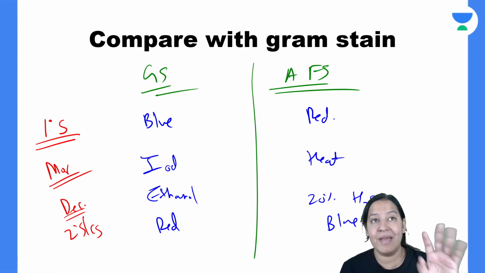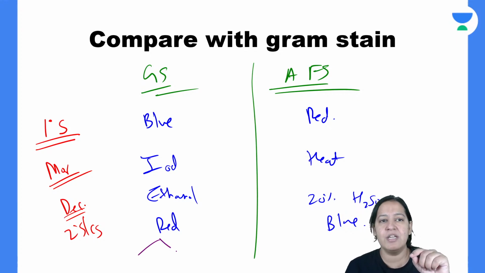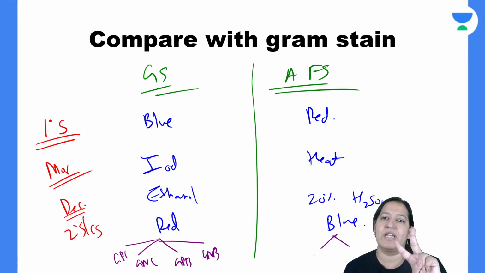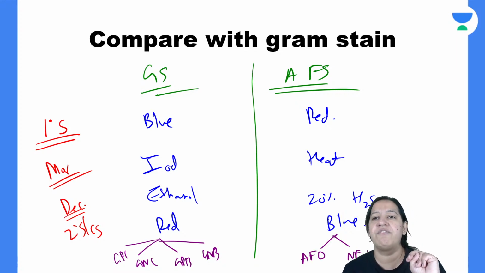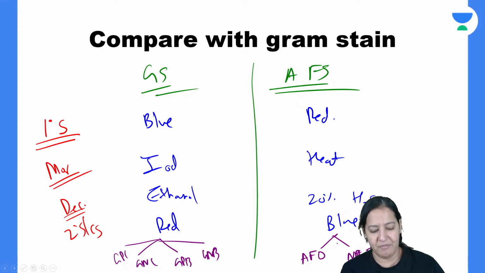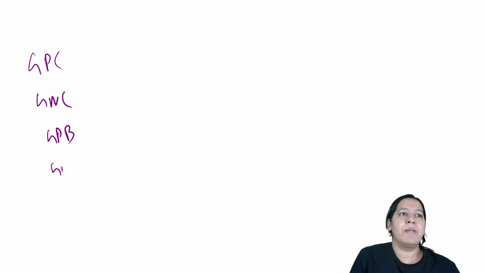The second thing, based on which, what is the classification? Here we divide into 4 categories: gram positive cocci, gram negative cocci, gram positive bacilli, gram negative bacilli. And here we divide in 2 categories only: acid fast organism, non-acid fast organism. So you know the classification. Give me a thumbs up if you know the classification. Gram positive cocci, gram negative cocci, gram positive bacilli, gram negative bacilli.